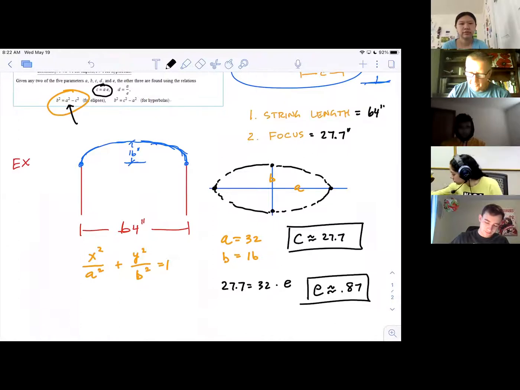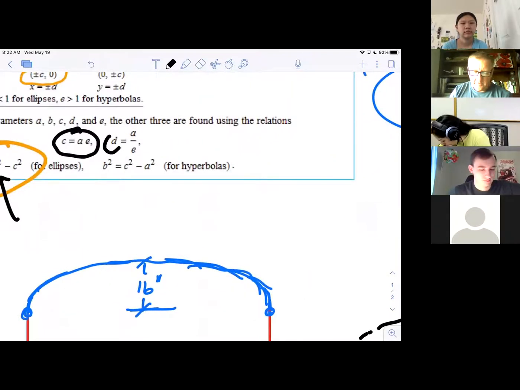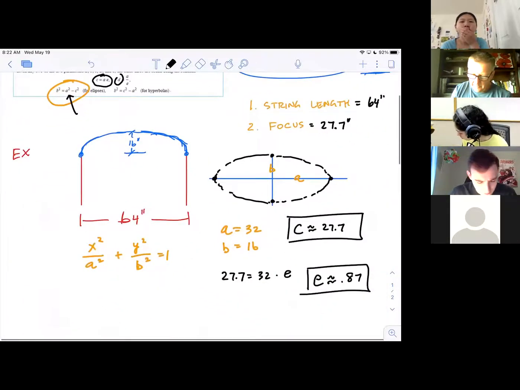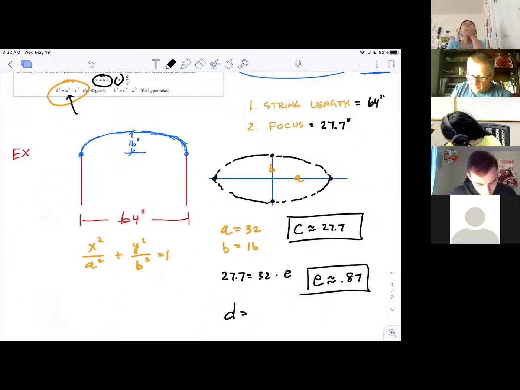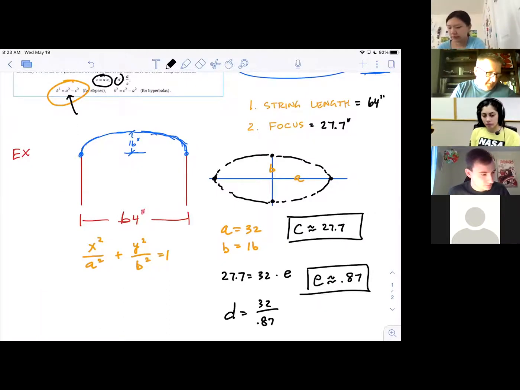Well, it looks like I have A, B, C, E. There's 5 of them. The only one that I don't know is this D value right here. So D is equal to A over E, whatever that is. D equals A, which is 32, over E, which is 0.87. So 32 divided by 0.87 is 36.8.